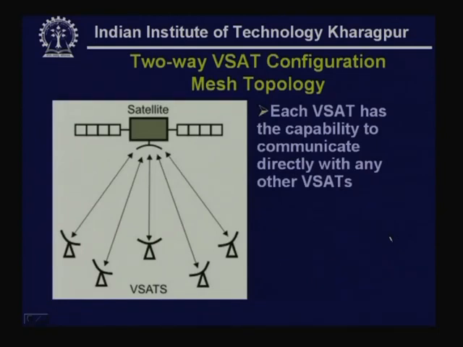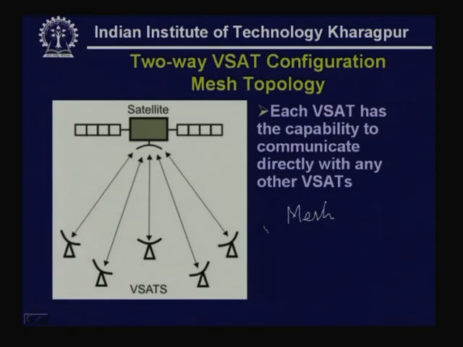However, nowadays with the advancement of technology, it is possible to have direct communication between two VSAT antennas. So, in such a case, each VSAT has the capability to communicate directly with any other VSAT. You do not require a hub. So, this one can be considered as the mesh topology.